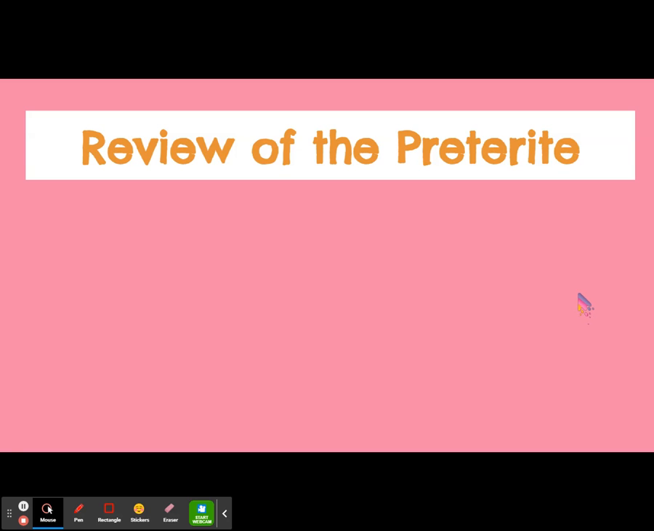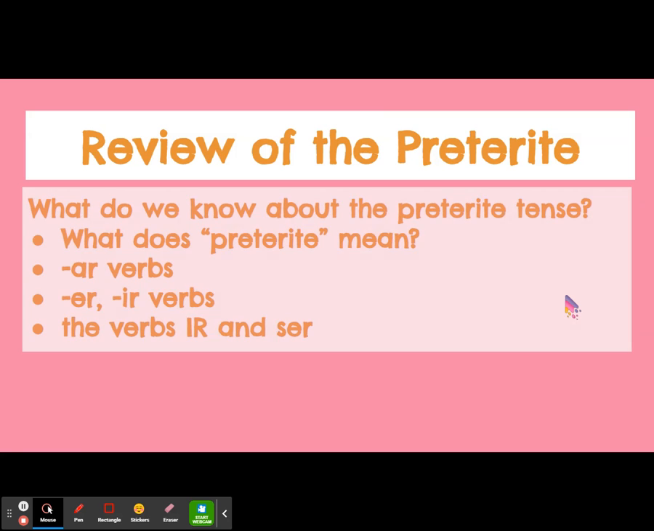There's 22 or 23, but don't number your paper quite yet because you're going to see different things that you might have to write, and different spacing options. So, all right, today's activity is going to review the preterite.